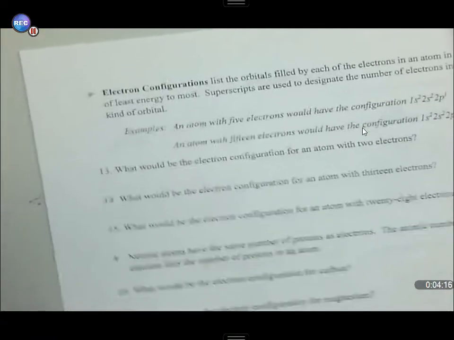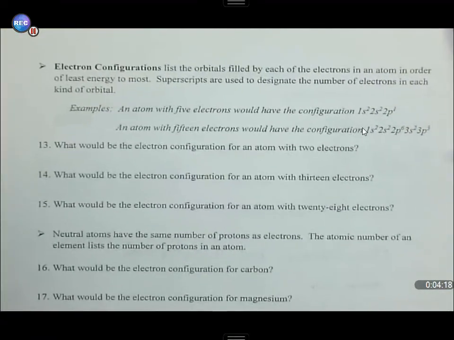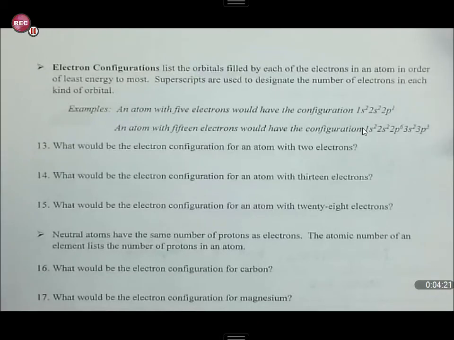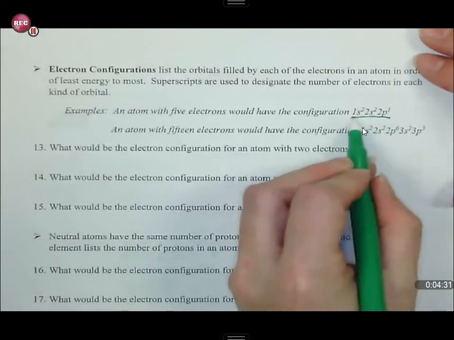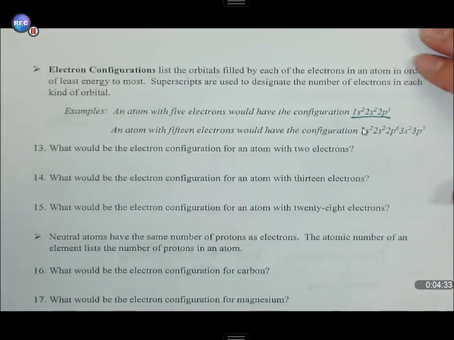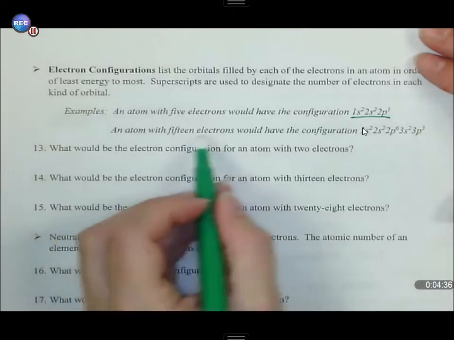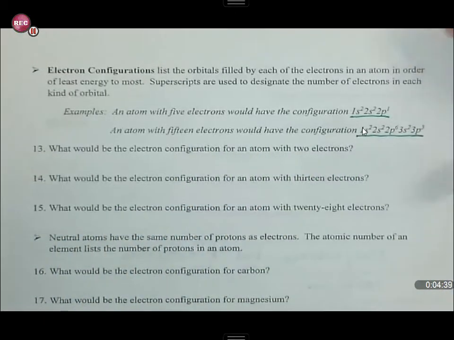Okay. The electron configuration lists the orbitals filled by each electron in an atom in order of least energy to most. Superscripts are used to designate the number of electrons in each kind of orbital. An atom with 5 electrons would have the following configuration: 1s2, 2s2, 2p1. An atom with 15 electrons would have the configuration 1s2, 2s2, 2p6, 3s2, 3p3. And already you're probably like, what? I don't get it. Okay, well, we're going to do this a step at a time. So hang in there with me and pay attention.